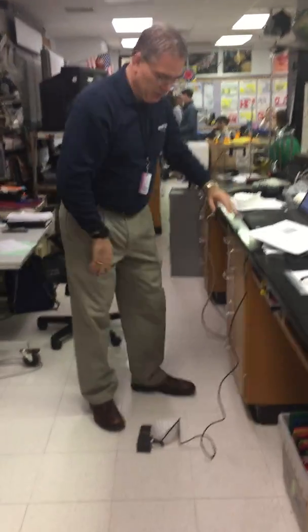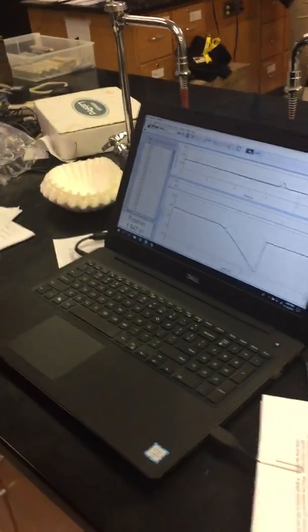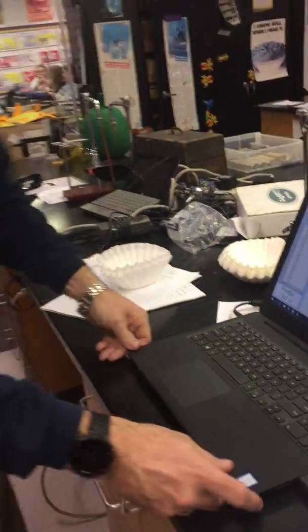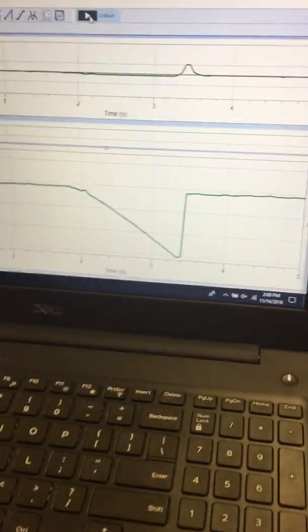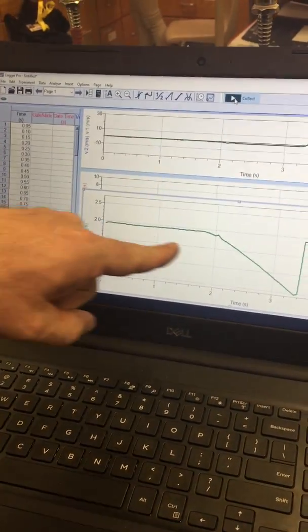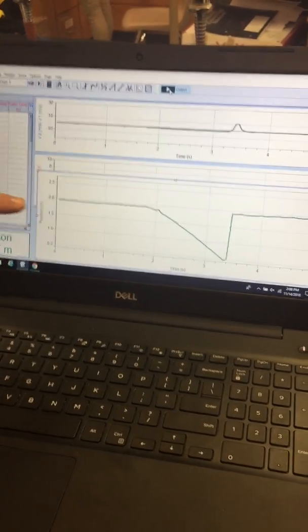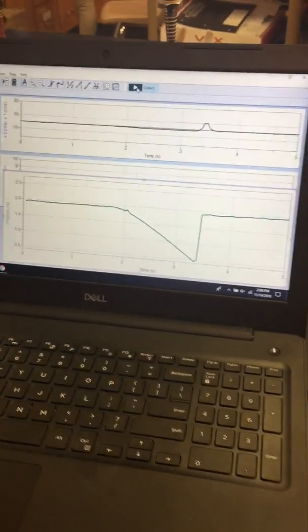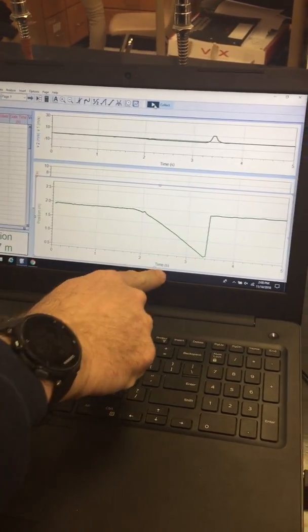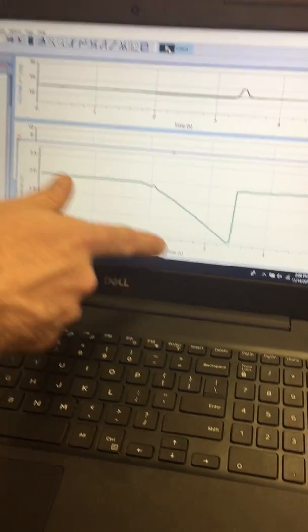So I want you to come on over here real quick, and I want to show you what you get on the computer. Shelby, I don't know if you can see the computer very well or not, but I'm going to be looking at this graph right here. On this graph, it is position over time. The other way you could say it is distance over time.